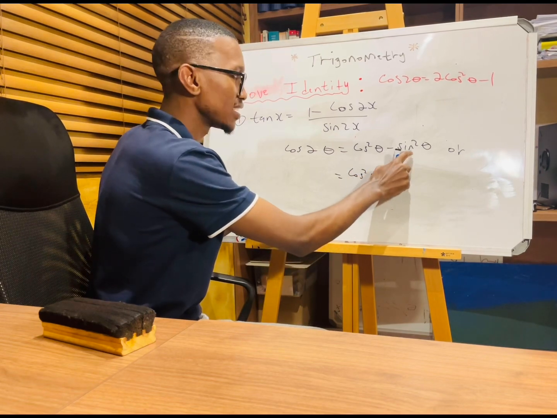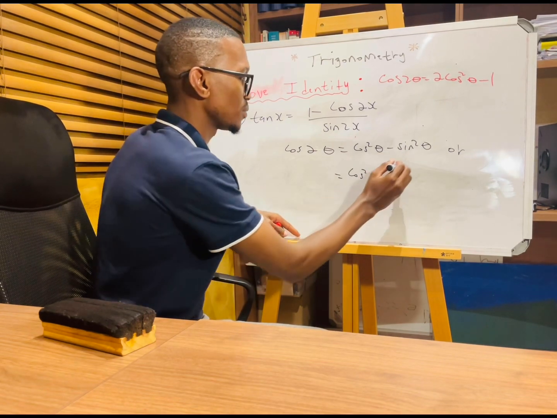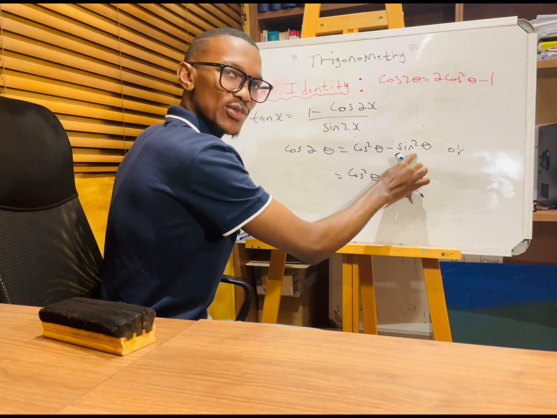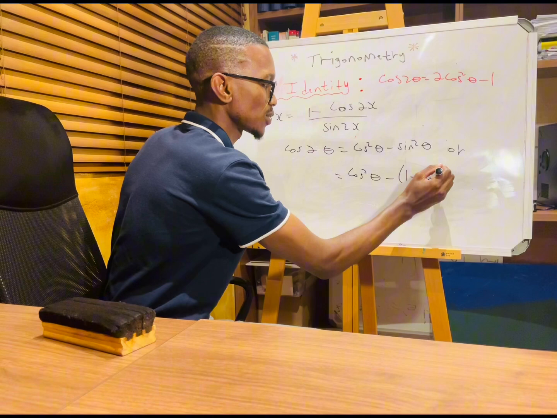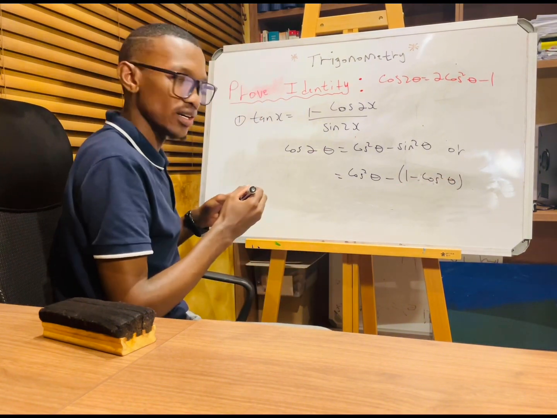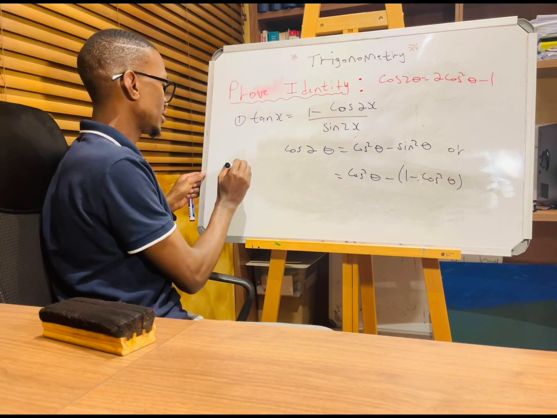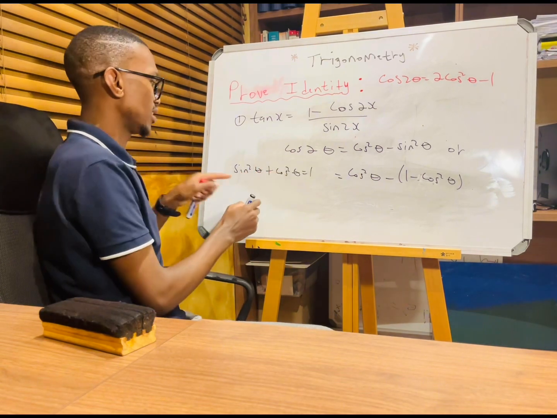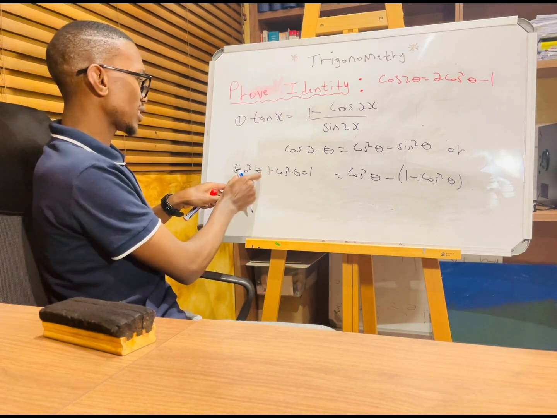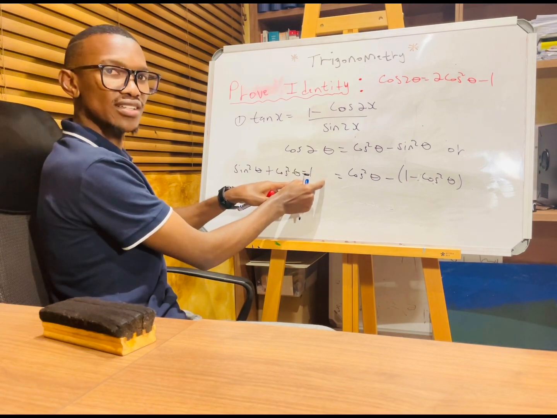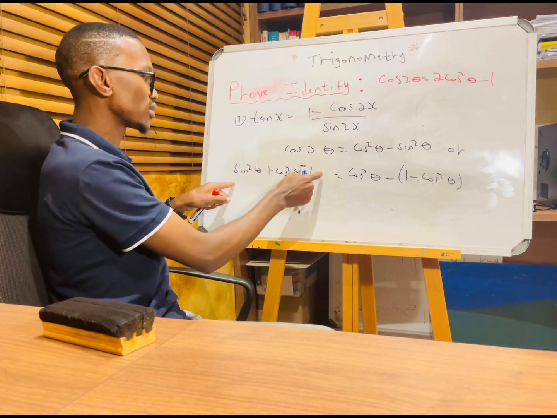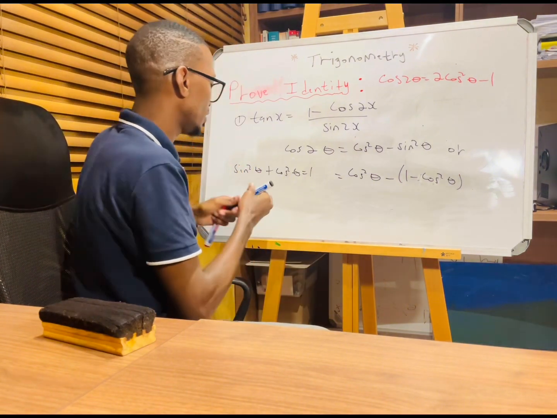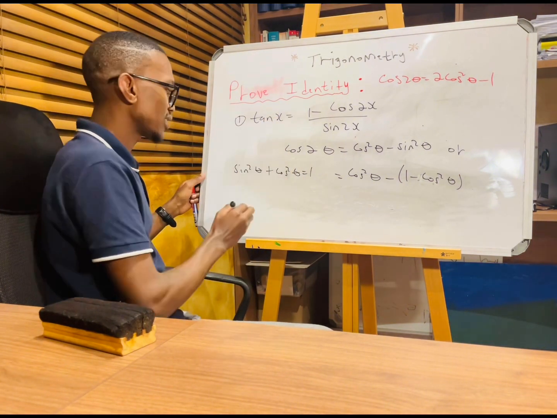From the square identity, I'm going to say sine squared theta is the same as 1 minus cos squared theta. Remember, from sine squared theta plus cos squared theta equals 1, if I move the sine to the other side, it gives me cos squared. Do you know the relationship, guys? So this is what I've done here. Check, guys.